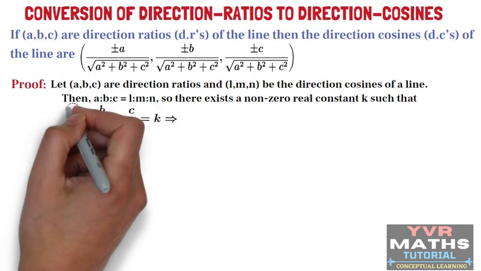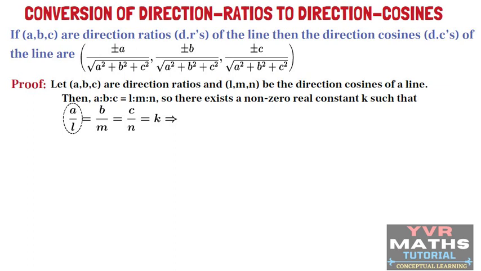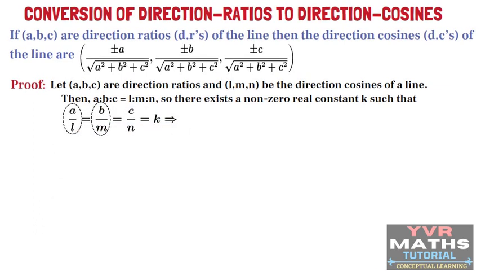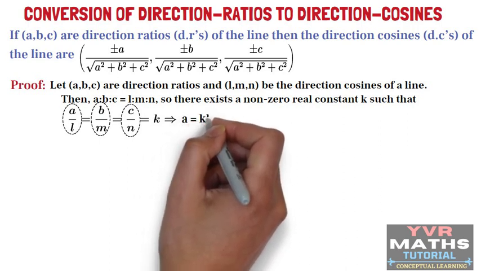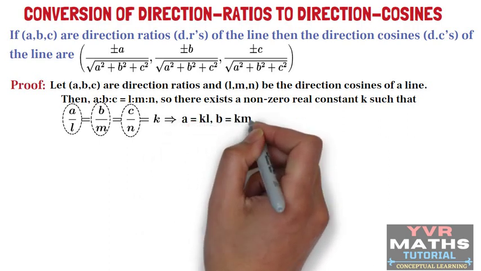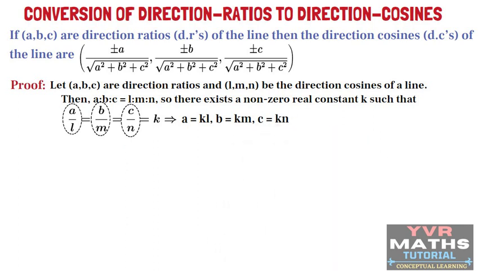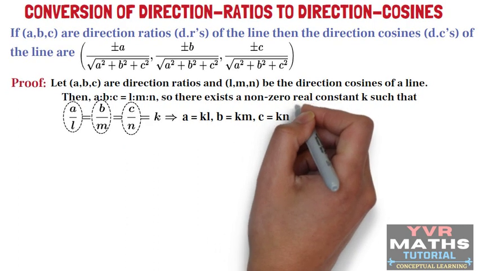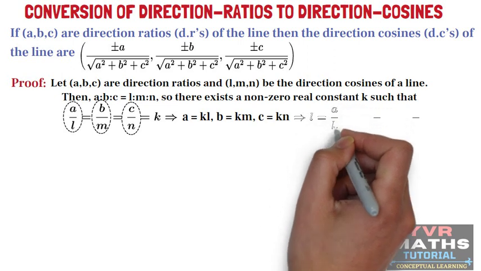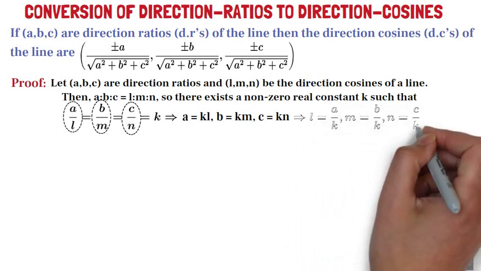If we equate the first term with k, the second term with k, and the third term also with k, then a is equal to kl, b is equal to km, c is equal to kn. That implies, what is l? l is equal to a by k, and then m is equal to b by k, and then n is equal to c by k.